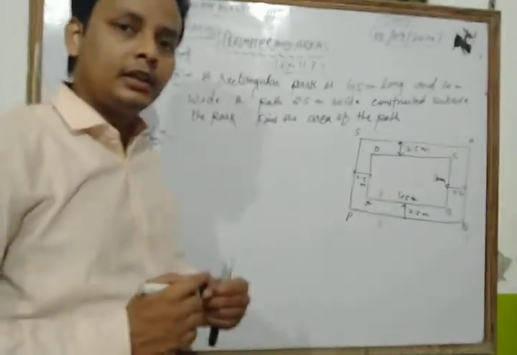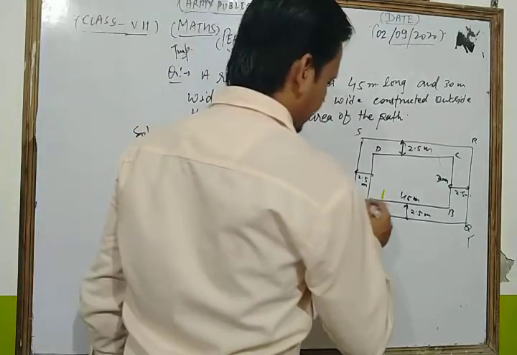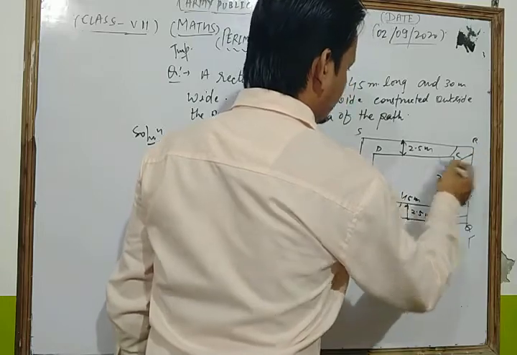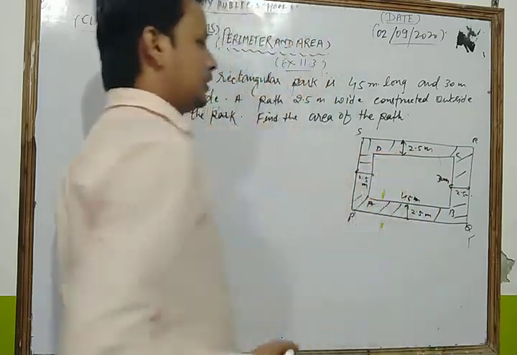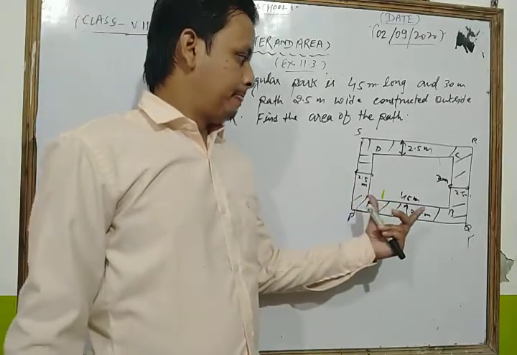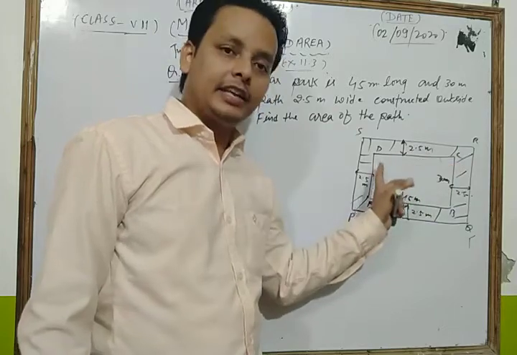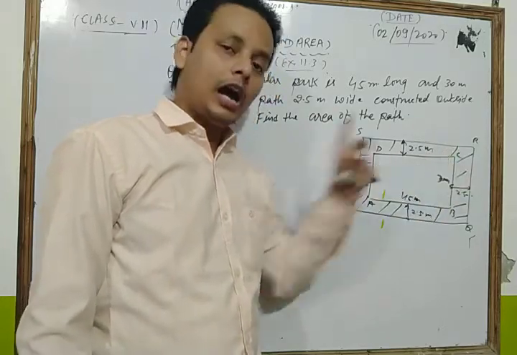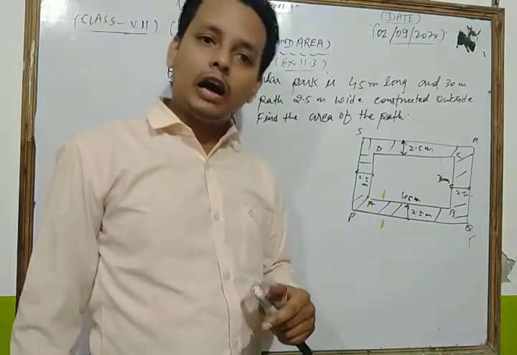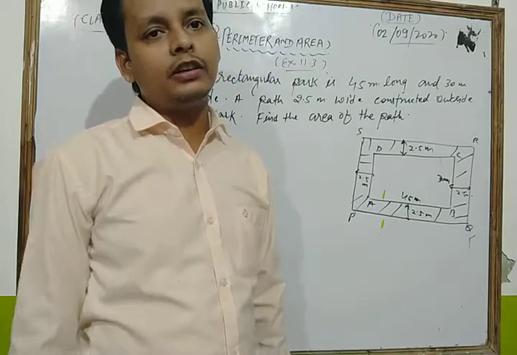Now what do we find? We find the area of the path. First of all, we find the area of the rectangular park ABCD. After that, we find the area of PQRS. After that, we subtract them. In this way, we get our result.